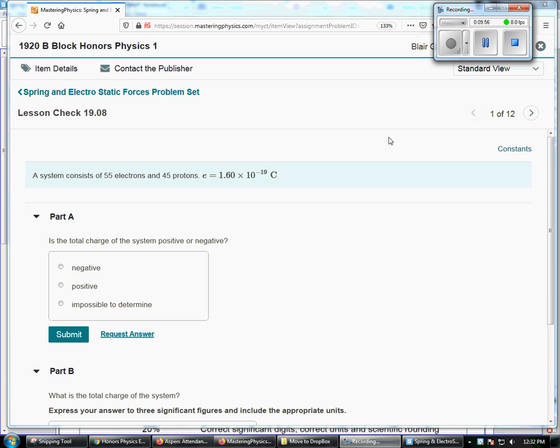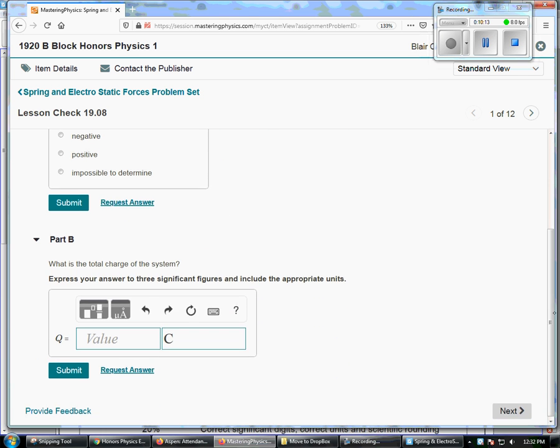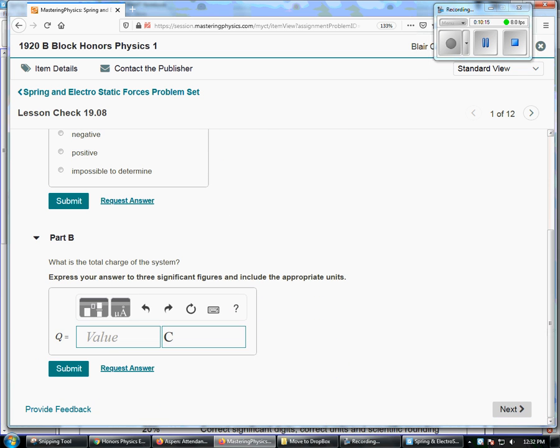Alright, so we're looking at problem number 1 now. You've got a system of, for me it's 55 electrons and 45 protons. They want to know, is the total charge positive or negative, and what is the total charge on the system?